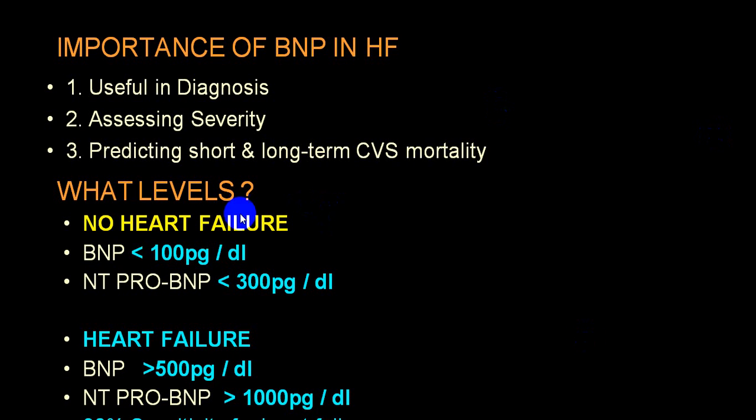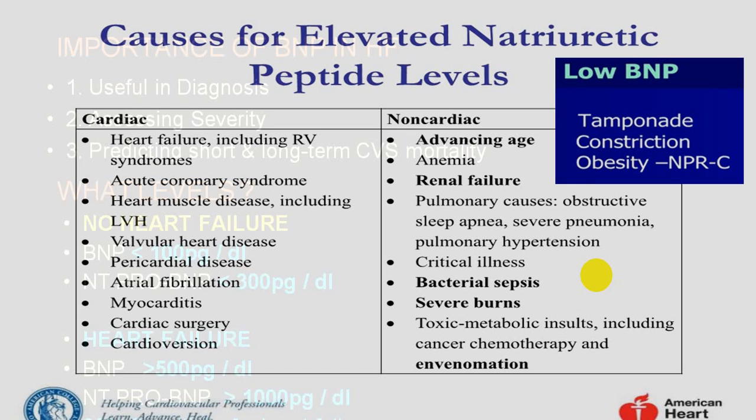By and large, if BNP is less than 100, it is straightforward, there is no possibility of heart failure. Or if you do an N-terminal pro-BNP, then less than 300 rules it out. But BNP more than 500 and N-terminal more than 1000 is 100% in favor of heart failure. The sensitivity rate is very, very high.